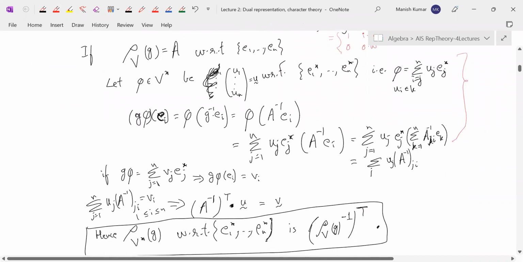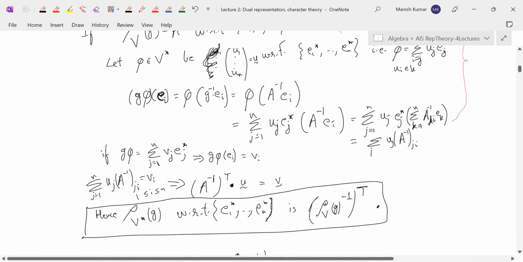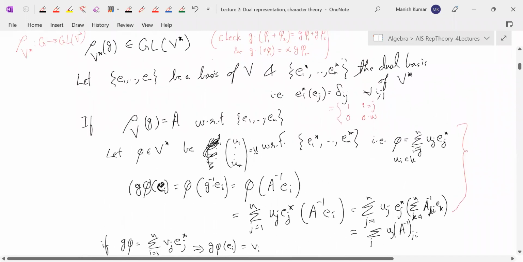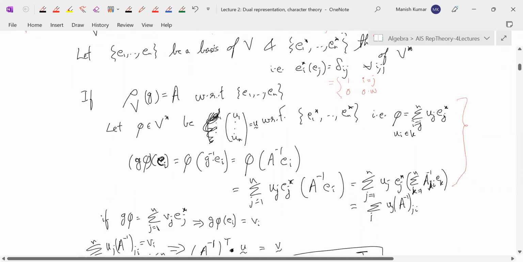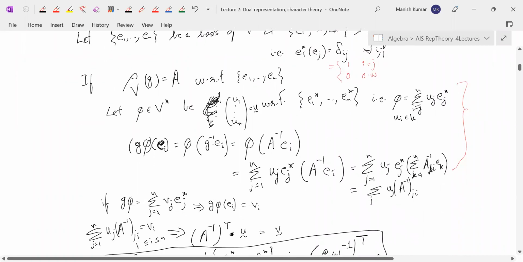So I've written down this computation. I'll share these notes. But it will take too much time and this is maybe not that instructive. This is just some basic linear algebra which you have seen earlier, okay? So this is how the matrix of rho V star of g looks. It is rho V of g inverse transpose if you take the dual basis for V star. Okay.